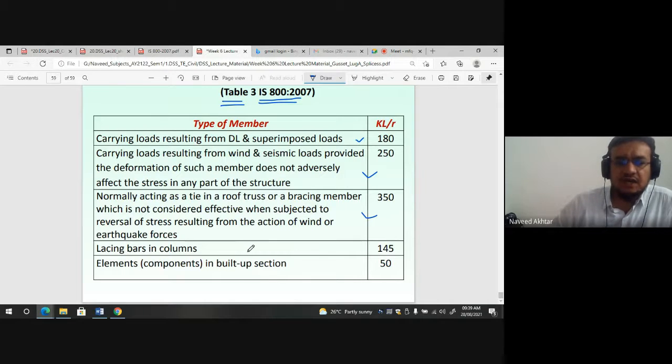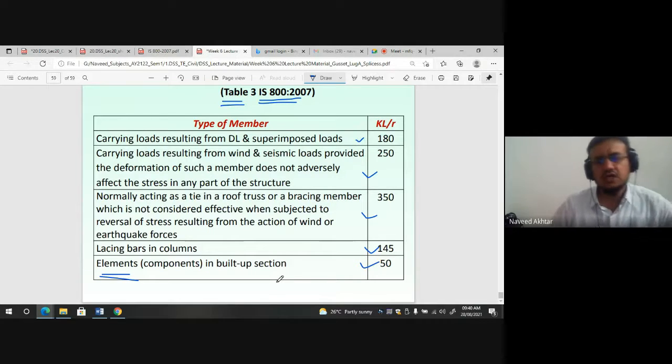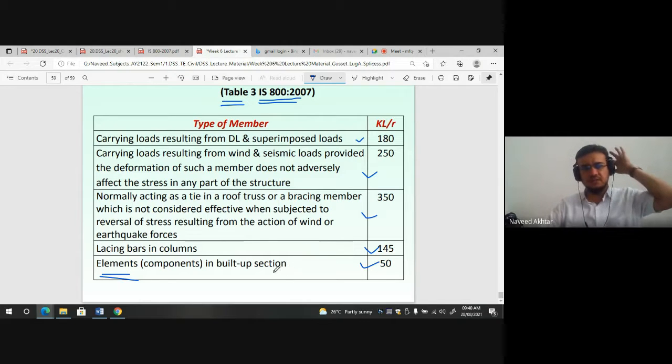And for the lacing bars in the column, what are the lacing bars? The inclined bars when we are joining two columns or two members to each other with an inclined member, they are called lacing bars. It will also come in the column when we design the built-up section. So the lambda is 145, and for a built-up section element, the lambda value is 50. These are the theoretical specifications of your compression member that you have seen today.